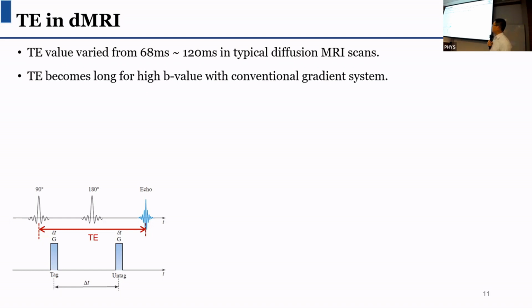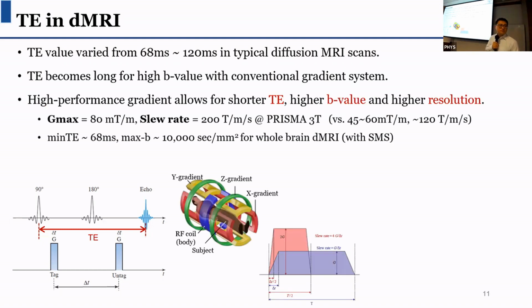So this is quite a key parameter in diffusion MRI. When the TE becomes longer, it's mostly because you want to increase the area of these diffusion gradients. If the diffusion gradient hardware is not good enough, then after you make this area bigger, the TE time has to be longer. That's why I'm saying TE becomes longer for high B value images.